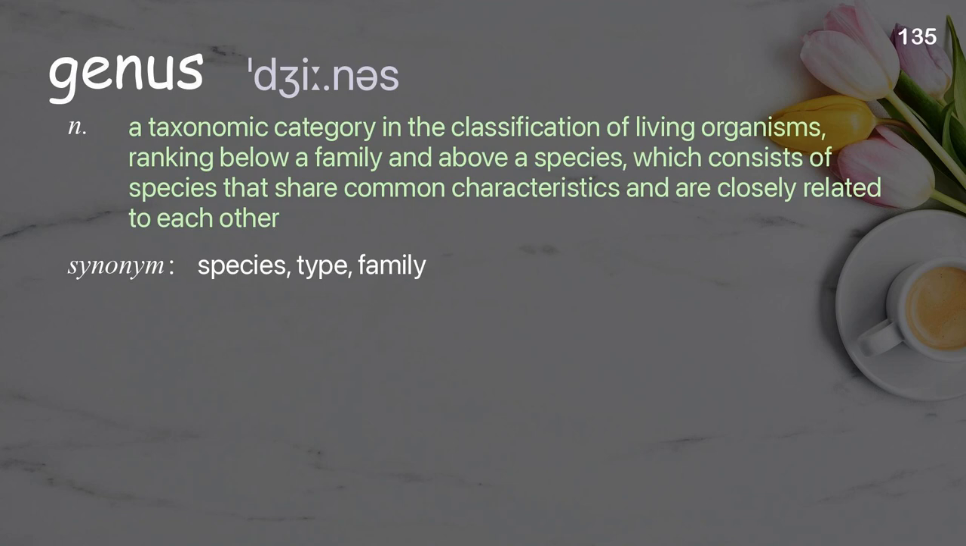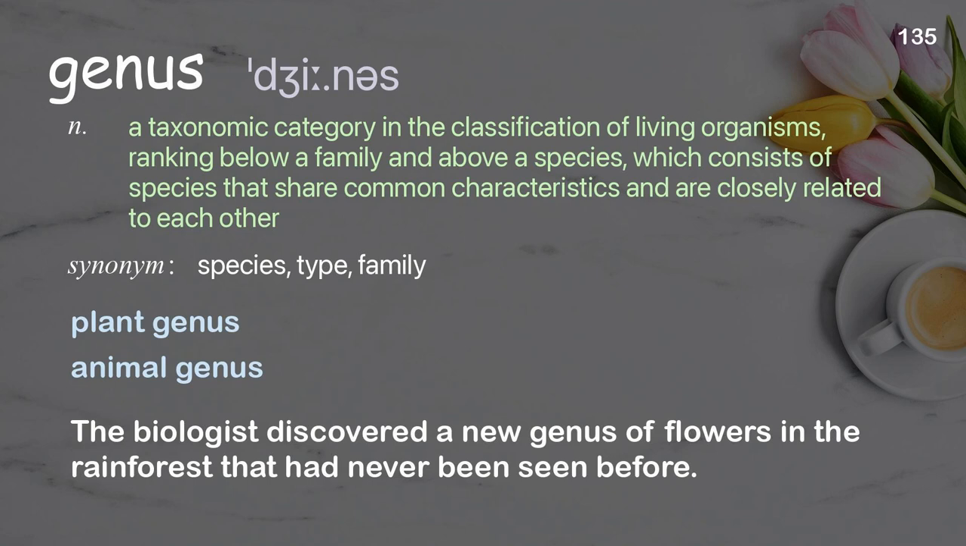Genus: a taxonomic category in the classification of living organisms, ranking below a family and above a species, which consists of species that share common characteristics and are closely related to each other. Examples: plant genus, animal genus. The biologist discovered a new genus of flowers in the rainforest that had never been seen before.